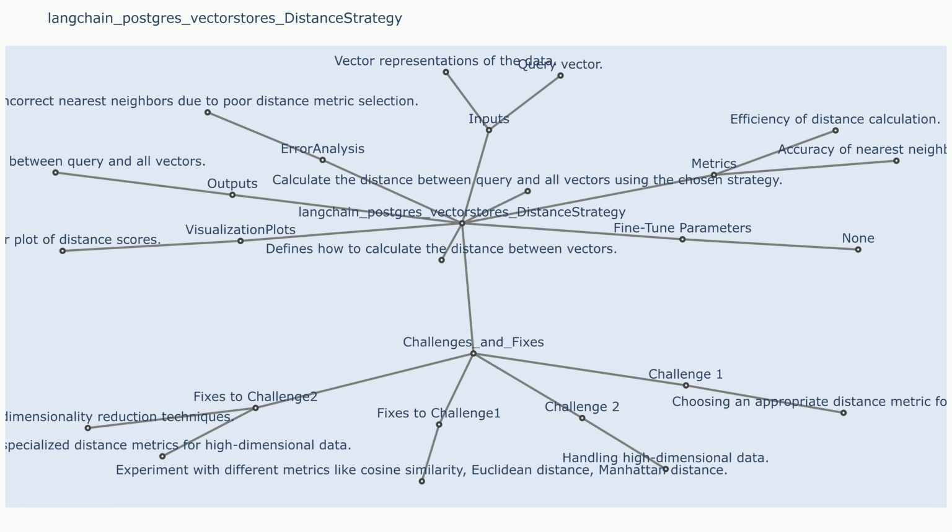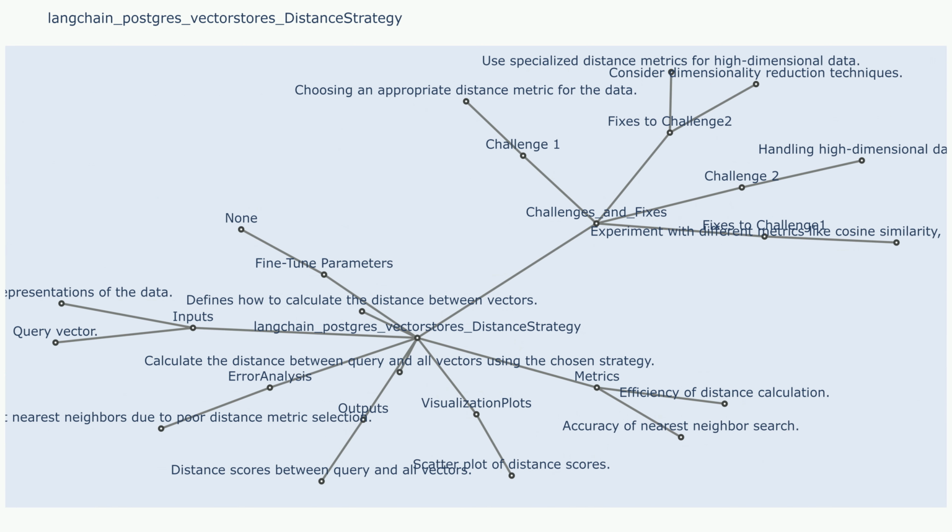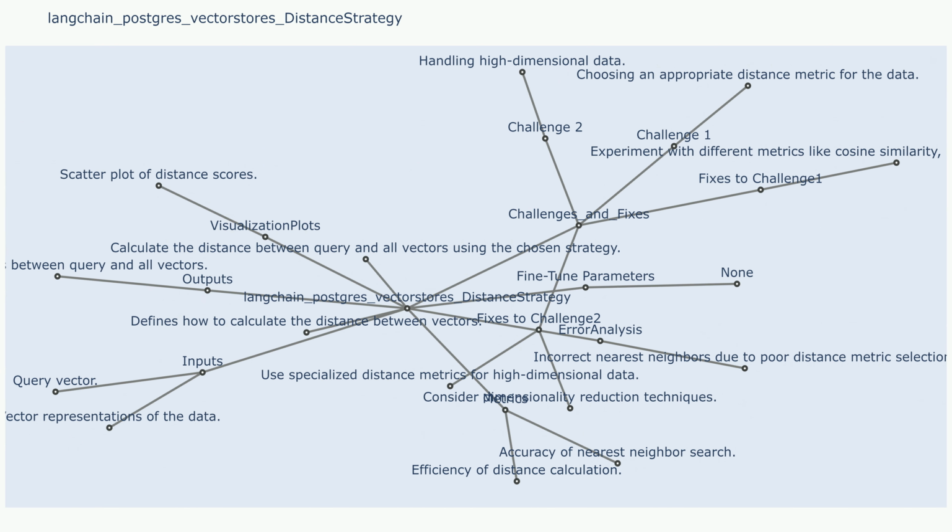Query vector. This is the vector representation of the search query you provide. Database vectors. These are the vectors stored in the Postgres database, representing the data points, documents, sentences, etc. you want to search within. Outputs. Similarity scores. The distance strategy produces similarity scores for each database vector compared to the query vector. Ranked results. The database vectors are then ranked based on their similarity scores, providing the most relevant results first.